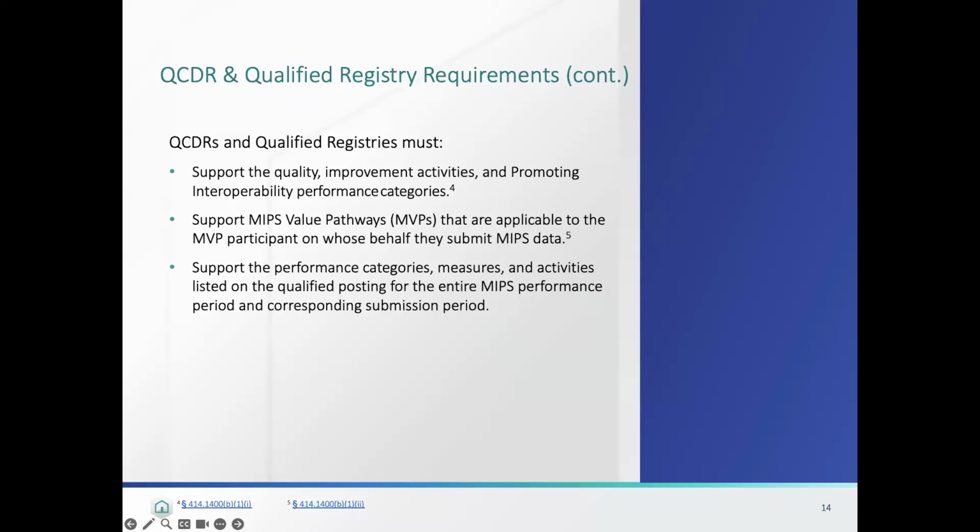A QCDR or qualified registry may support all measures and activities included in the MVP with the following exceptions. If an MVP is intended for reporting for multiple specialties, a QCDR or qualified registry is required to report those measures pertinent to the specialty of its MIPS eligible clinicians. Only the measure owner is required to report QCDR measures within an MVP. Must support subgroup reporting as well. Support for the performance categories, measures, and activities listed on the qualified posting for the entire MIPS performance period and corresponding submission period. Withdrawal mid-performance period for any reason is unacceptable and will result in the termination of your organization as a third-party intermediary. Next slide.